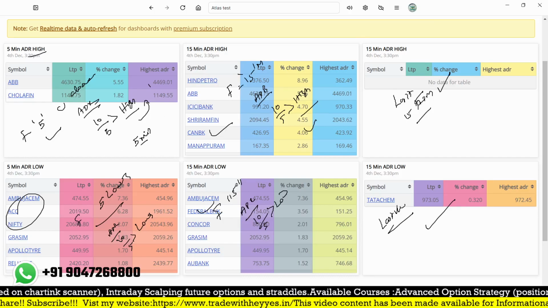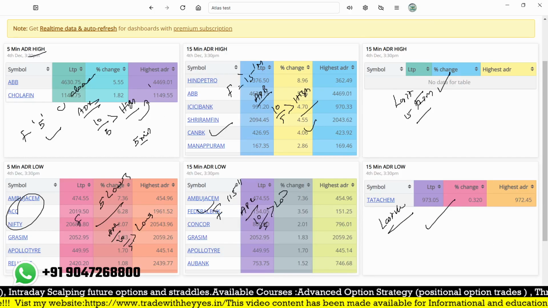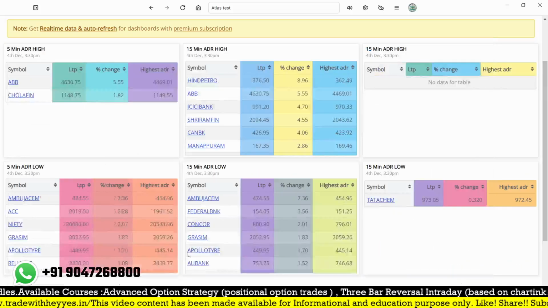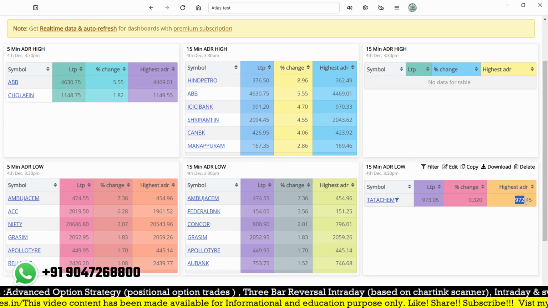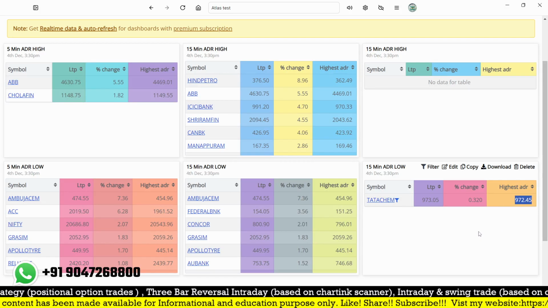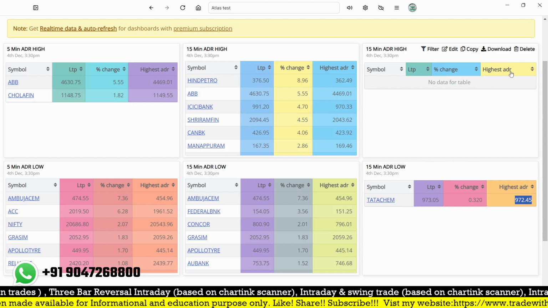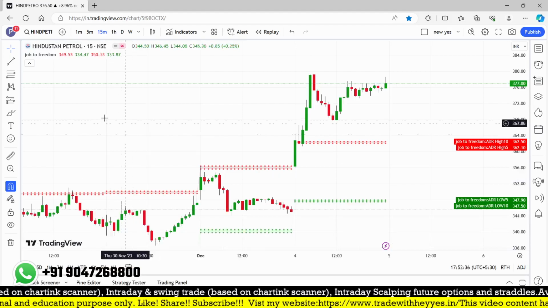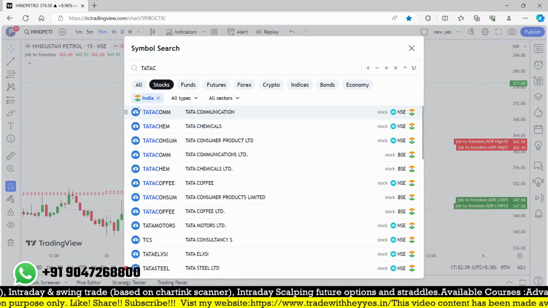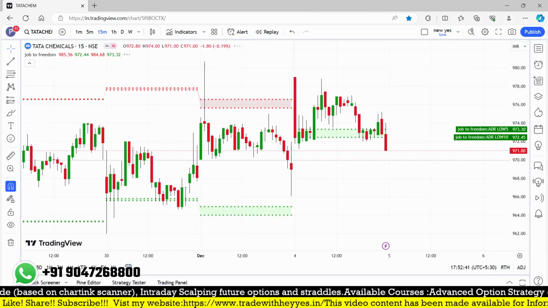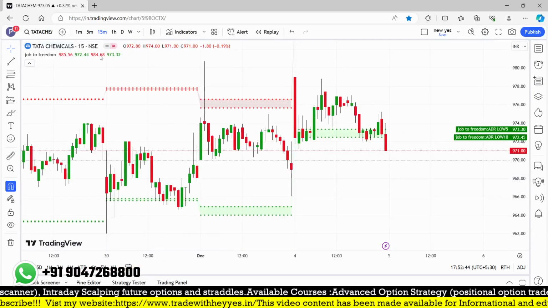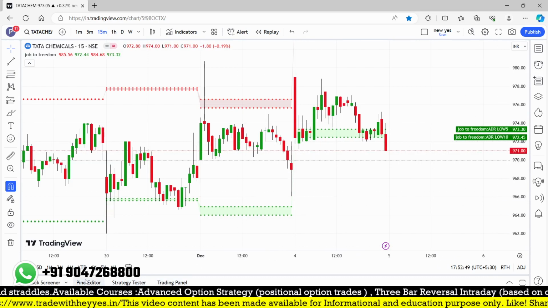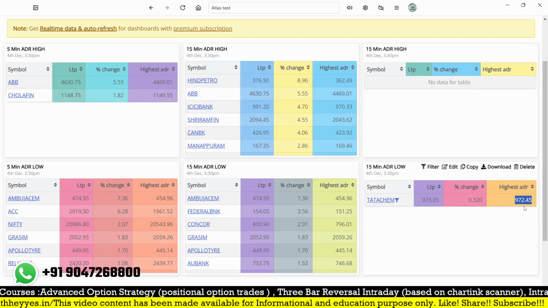So I simply tell you, in the last 15 minutes, Tata Chemical closed below the ADR 10 and 5, whichever is lower level, and we mark the lower level as 972. Their highest ADR, so we need to change it, it should be the lowest ADR. Okay, let me change it and I will update you. First we will check this stock, Tata Chemical. So this is Tata Chemical, which closed below. Yeah, it's showing 972.45 as the lowest value. Yeah, 972, so that's right.